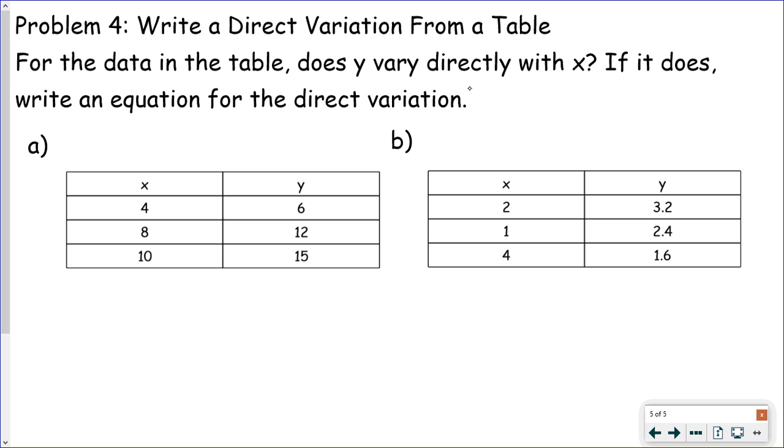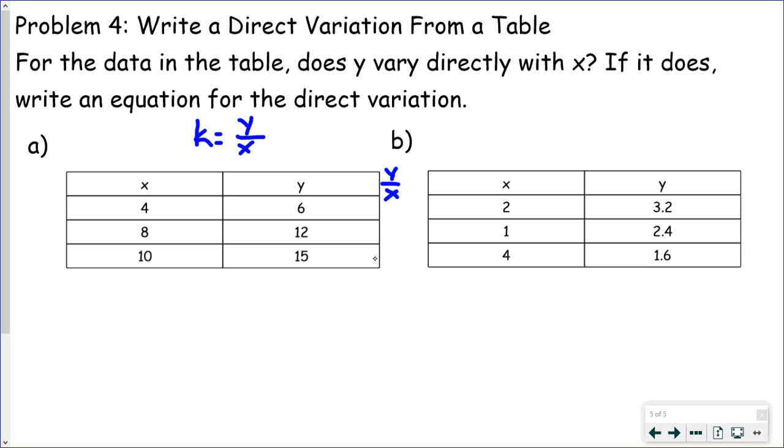Now, last thing here, write a direct variation from a table. So for the data in the table, does y vary directly with x? That's the first thing we need to find out. And if it does, then we can write the equation. So what we're looking for is to see if there's a constant of variation. So is y over x the same for all of these? And so what we're going to do is do y over x and see if they all come out to the same thing.